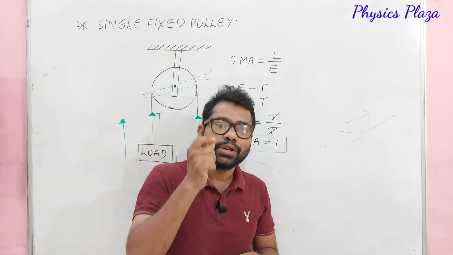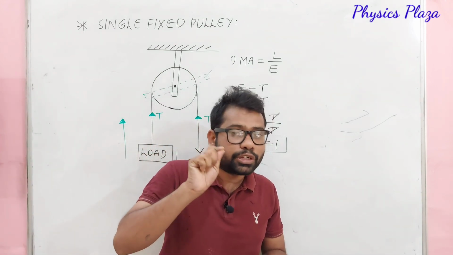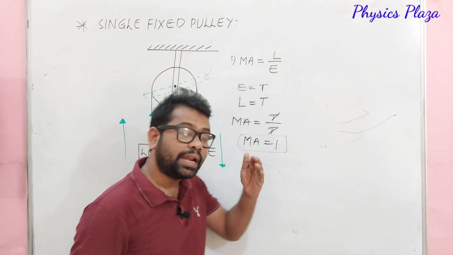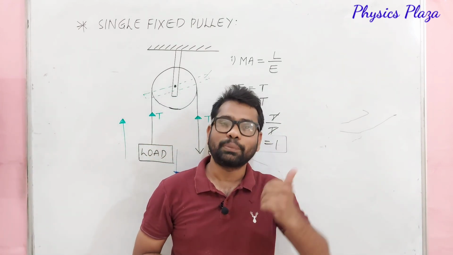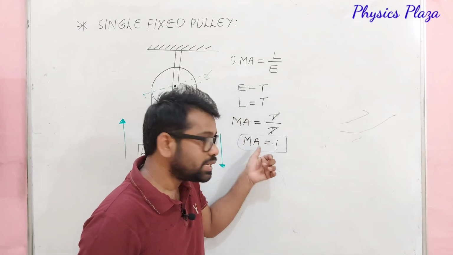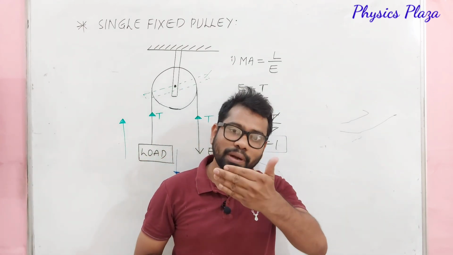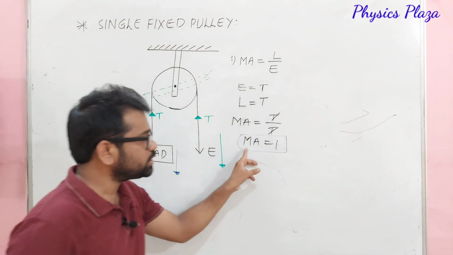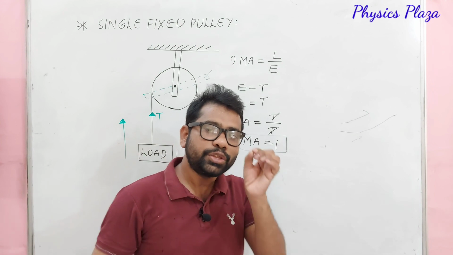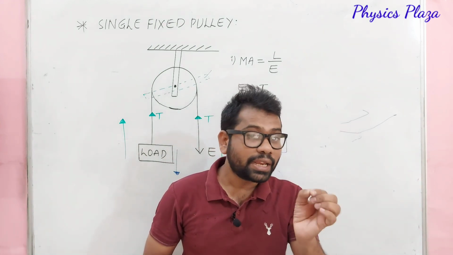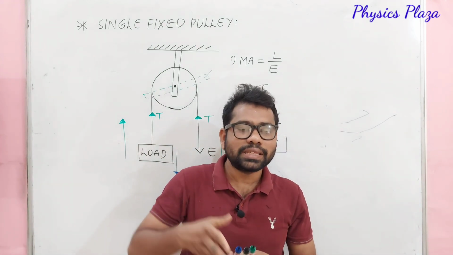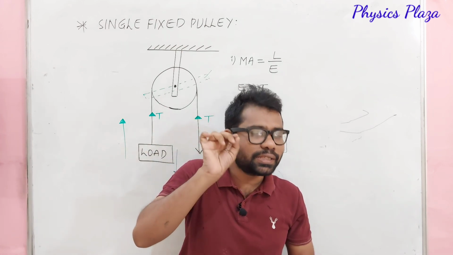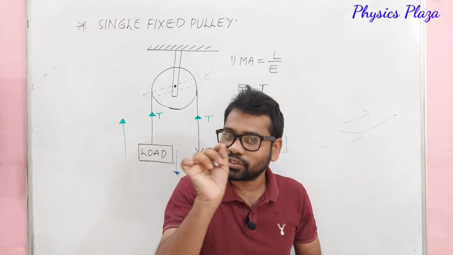Children, if mechanical advantage is equal to 1, what is its purpose? Its purpose is to change the direction of effort applied. Once again let us recall, if mechanical advantage is greater than 1, it acts like a force multiplier. If mechanical advantage is less than 1, it acts like a speed multiplier. But whereas in the single fixed pulley the mechanical advantage is 1, which means it is used to change the direction of effort applied. It neither acts like a force multiplier nor like a speed multiplier.